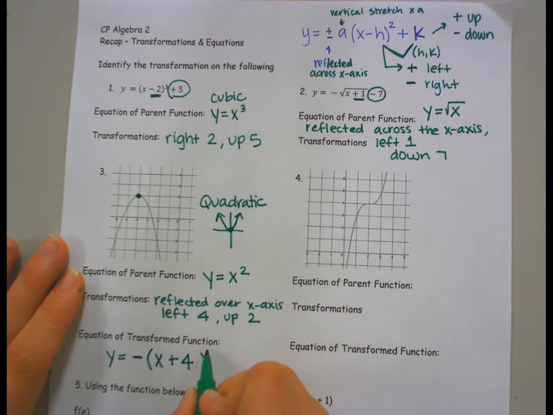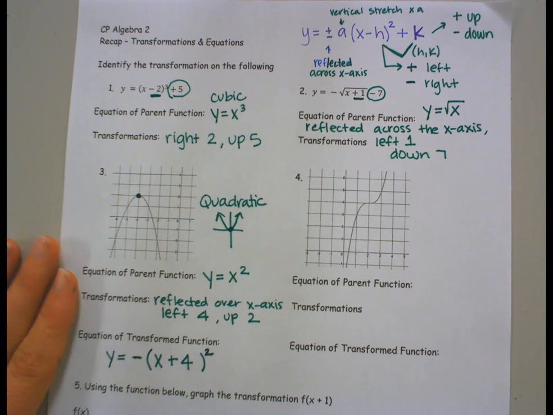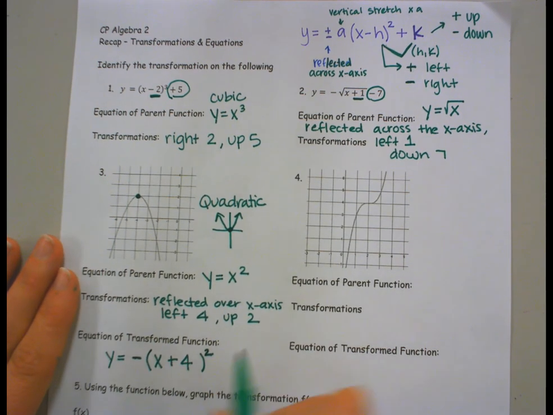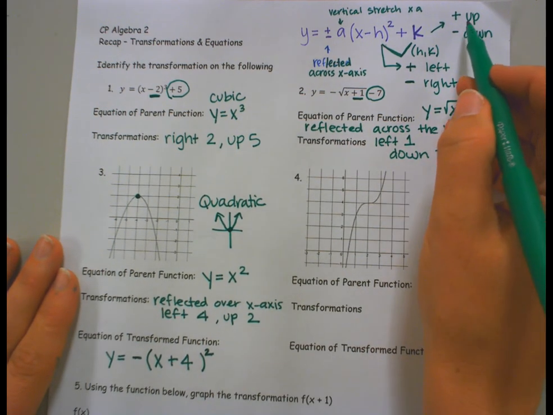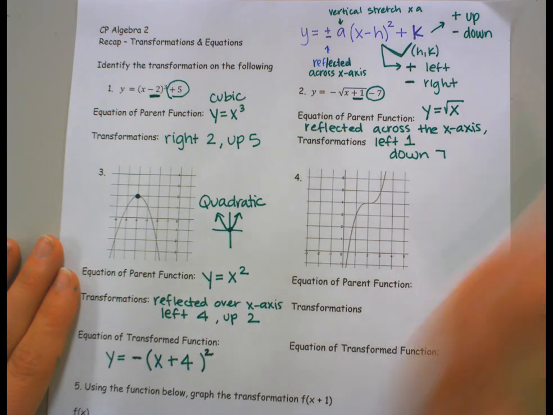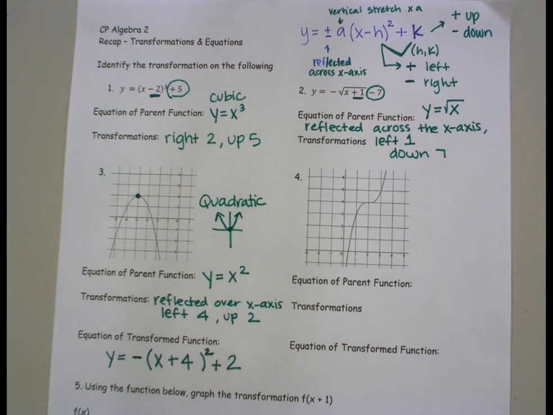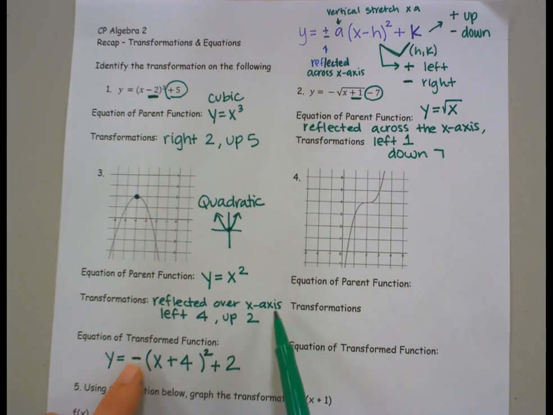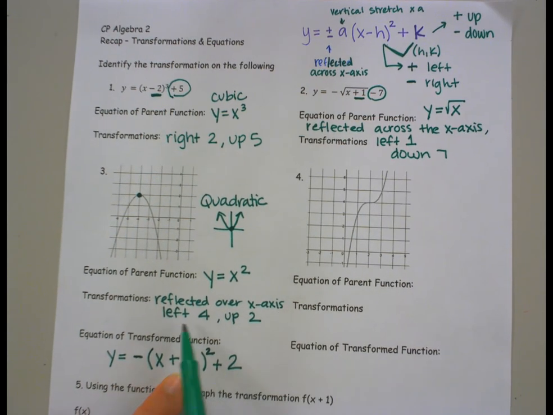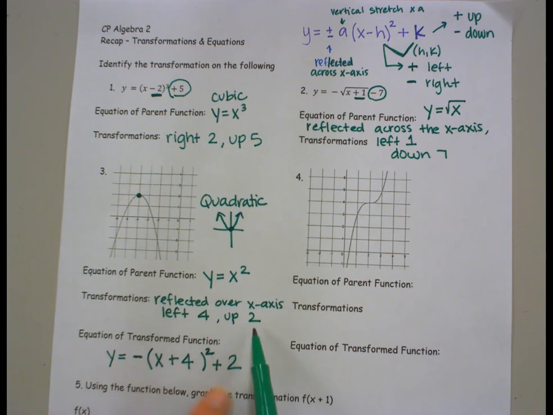And then we put our squared on the outside of our equation, and then up 2 means we would add 2. Anytime we go up, we're going to add. So we would add 2 to our equation. So this is the equation of our transformed function. The negative is our reflection. Positive 4 means left 4. Up 2 means positive 2.